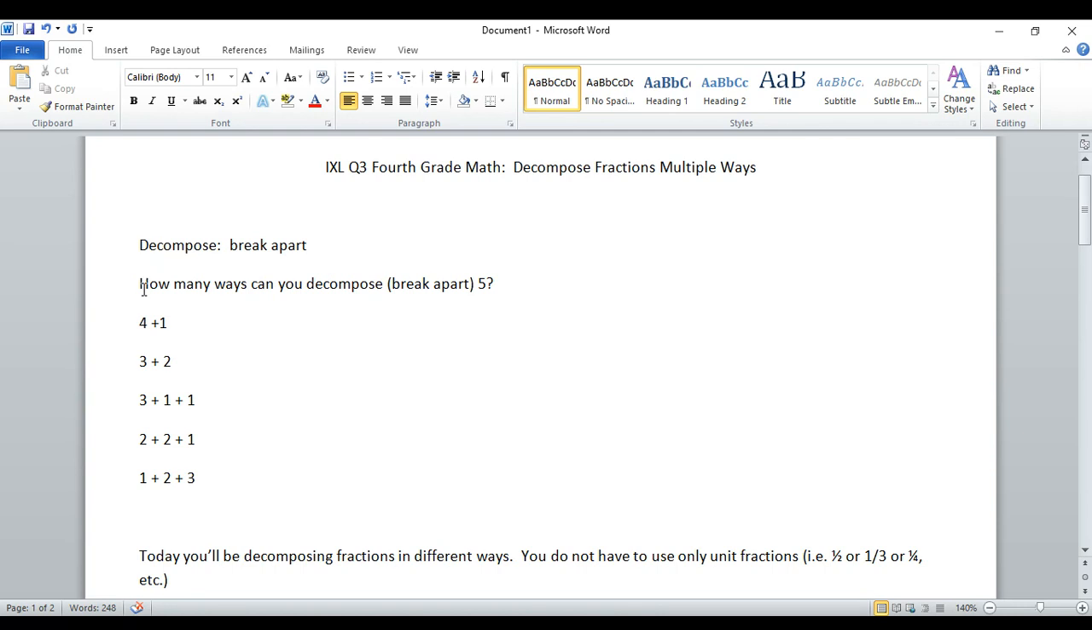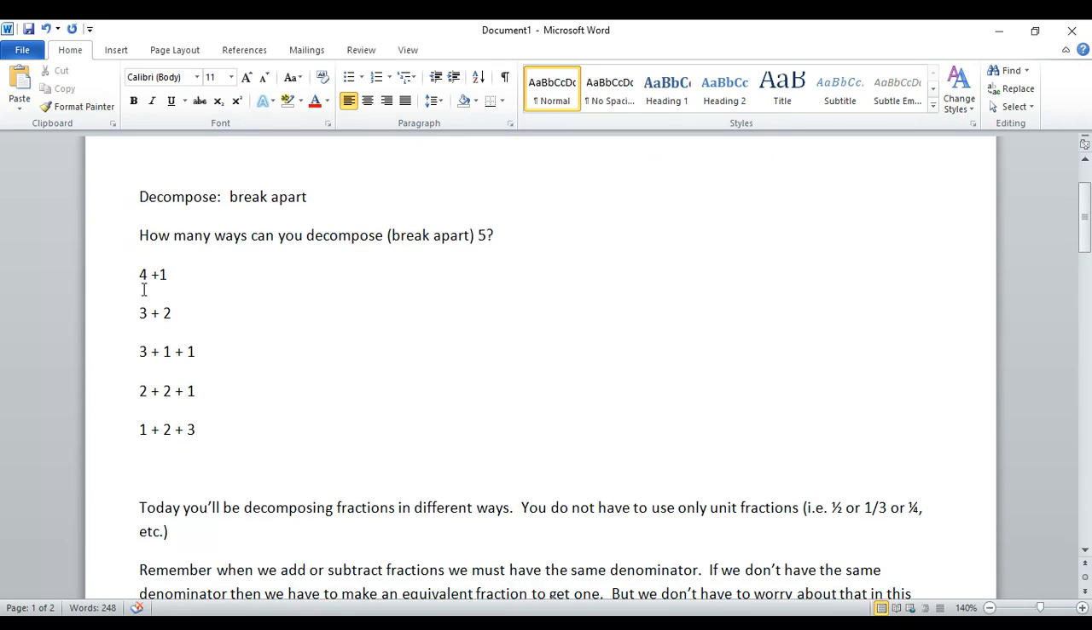Let's review a little bit. Let's review a way of decomposing just a whole number, not a fraction. So how many ways can you decompose or break apart the number 5? Well, you could do 4 plus 1 or 3 plus 2. You can even do 3 plus 1 plus 1. You could do 2 plus 2 plus 1. You could do 1 plus 1 plus 3.